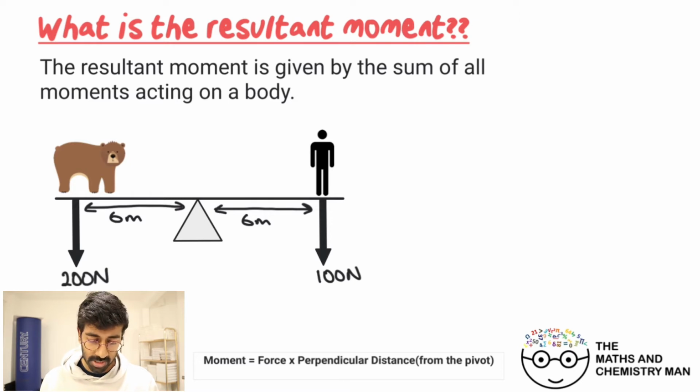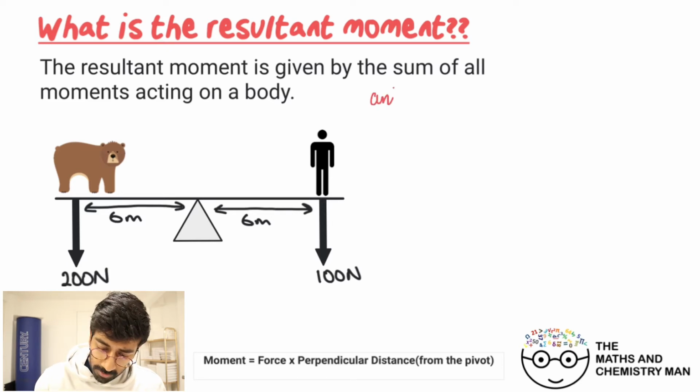So here we go, we've got a seesaw, very, very simple. We've got a bear on one side, a man on one side. Now the bear obviously is a little bit heavier. He's got a greater weight. His weight is 200 newtons. The man is only 100 newtons. So naturally what we think is that the bear is going to tip the seesaw downwards. So let's have a look by using some moments.